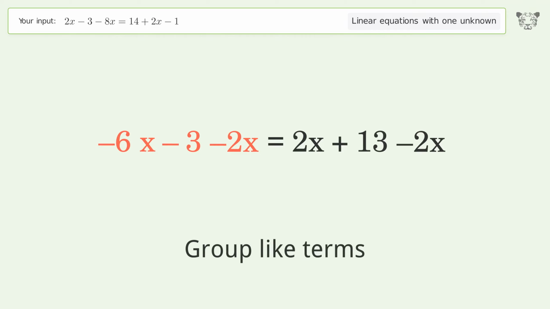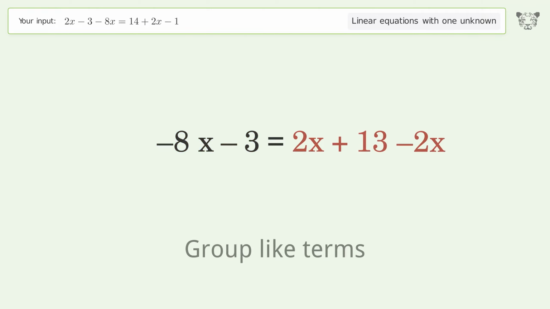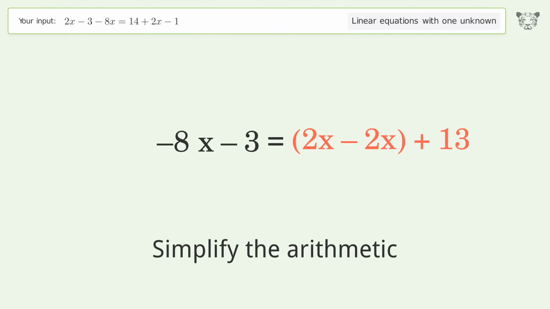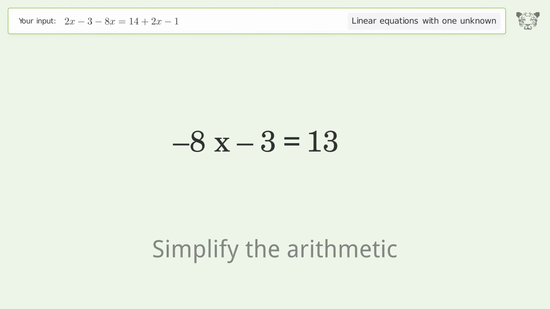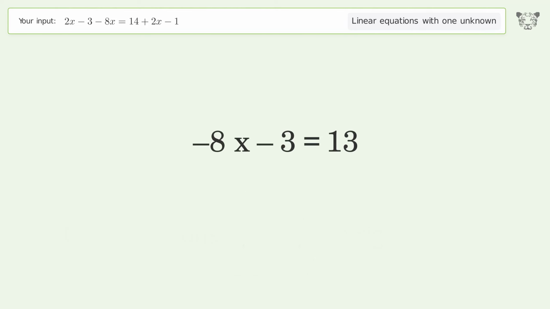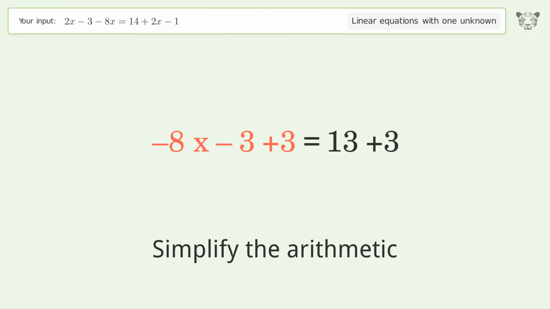Group like terms. Simplify the arithmetic. Group like terms. Simplify the arithmetic. Group all constants on the right side of the equation. Add 3 to both sides. Simplify the arithmetic.